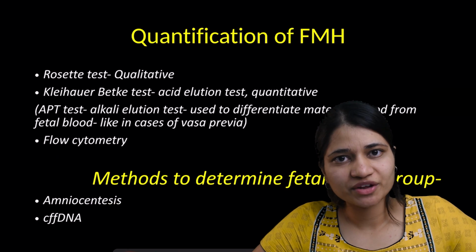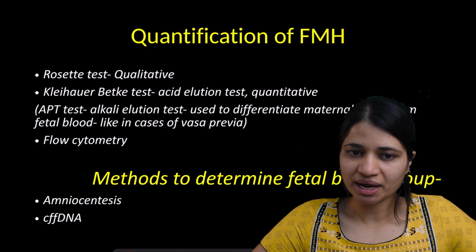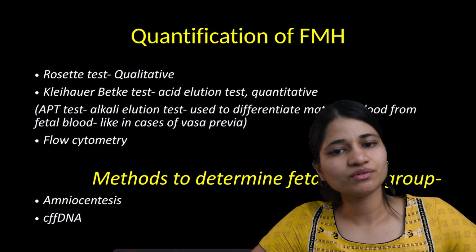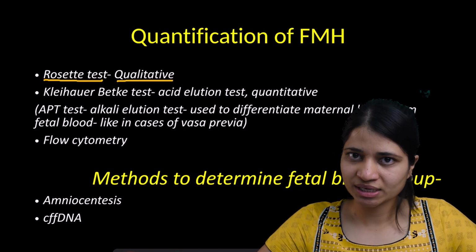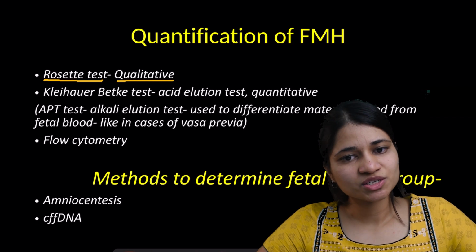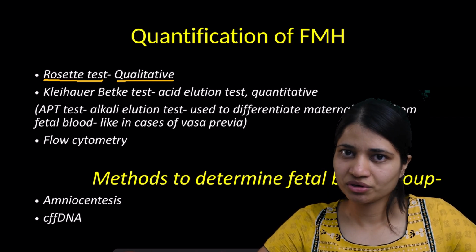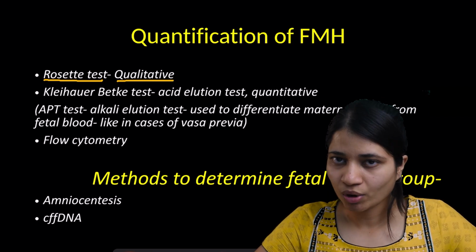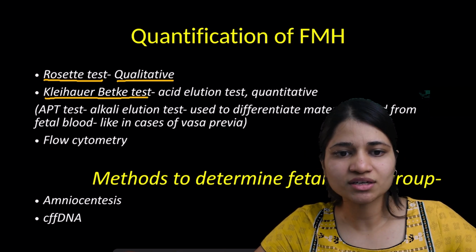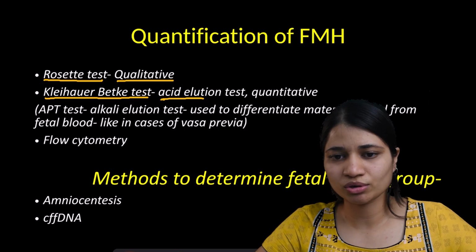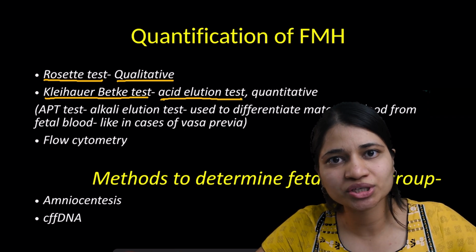Now, how can we quantify the amount of the feto-maternal hemorrhage? First of all, we have a qualitative test, that is the Rosette test. When we do a Rosette test, if the test is positive, we clearly know that feto-maternal hemorrhage has occurred. What is the quantitative test? It is something that you have all heard about. It is the Kleihauer-Betke test, which is also known as the acid elution test.